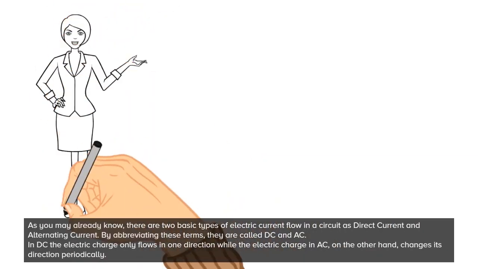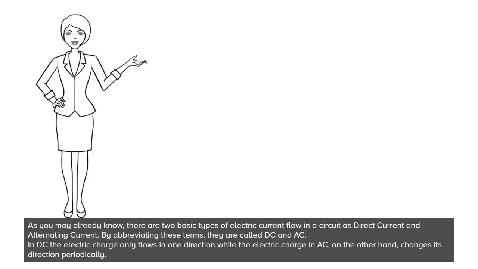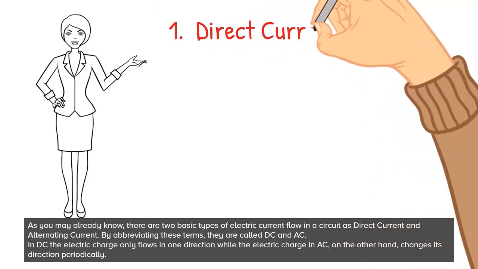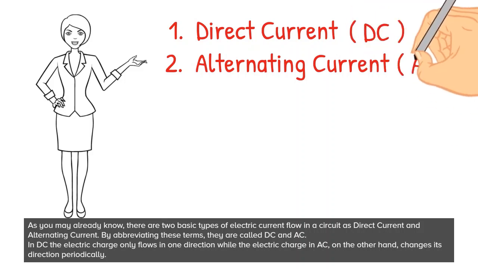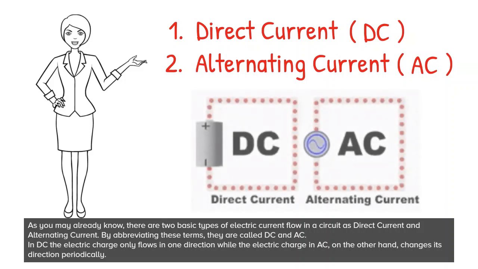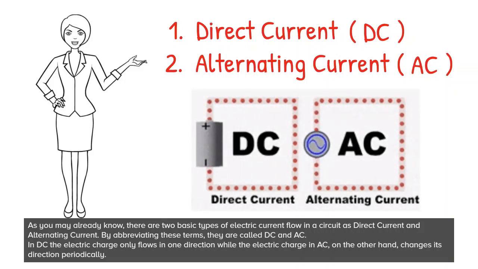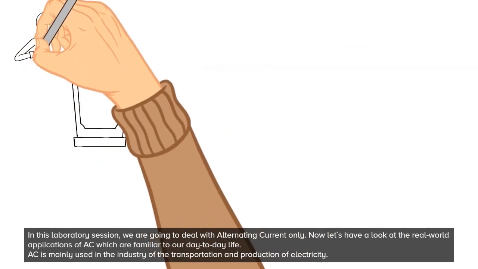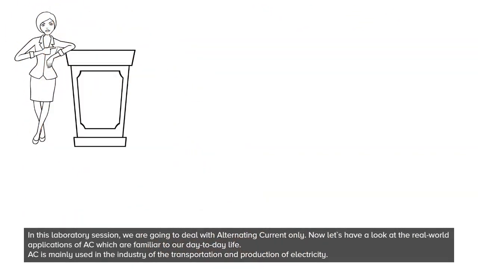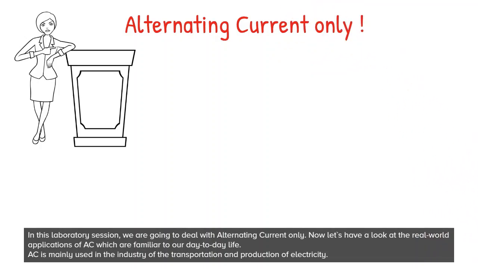As you may already know, there are two basic types of electric current flow in a circuit: direct current and alternating current. By abbreviating these terms, they are called DC and AC. In DC, the electric charge only flows in one direction, while the electric charge in AC, on the other hand, changes its direction periodically. In this laboratory session, we are going to deal with alternating current only.